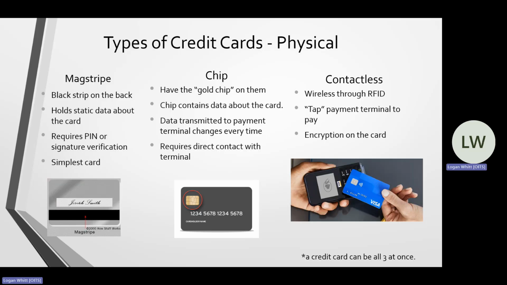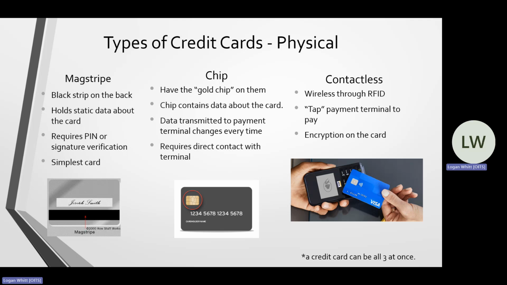Firstly, let's go over the different types of credit cards. There are four card types out there. There are magstripe cards. These are the cards that only have a black magnetic strip, which holds static, unchanging information about the card itself. They require verification to process, either a PIN or a signature, and all in all, they're extremely basic, and as you'll see, extremely vulnerable.